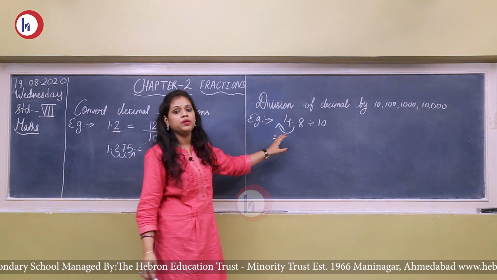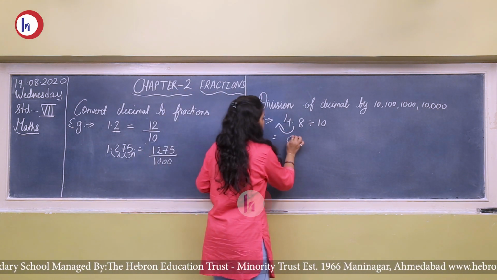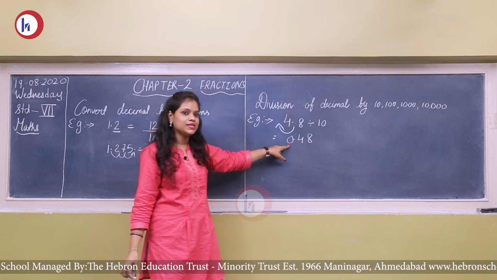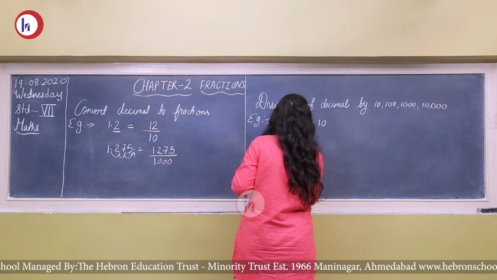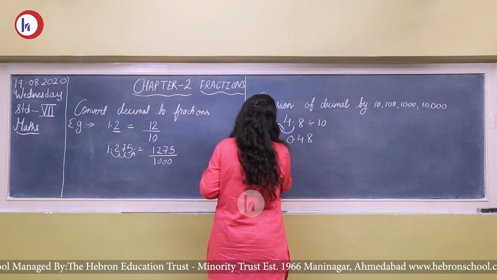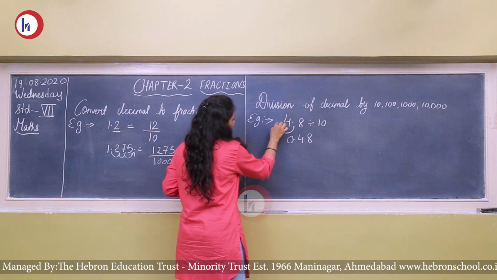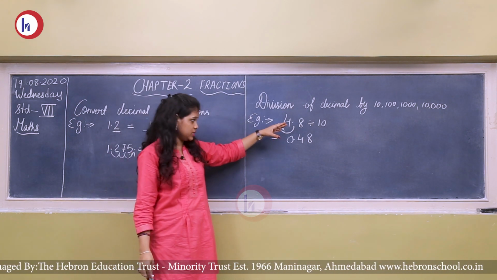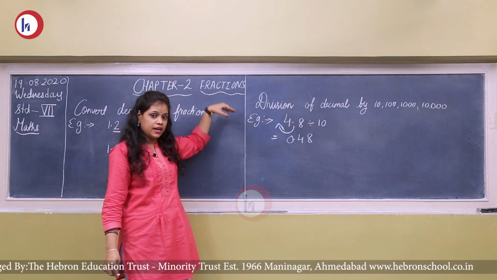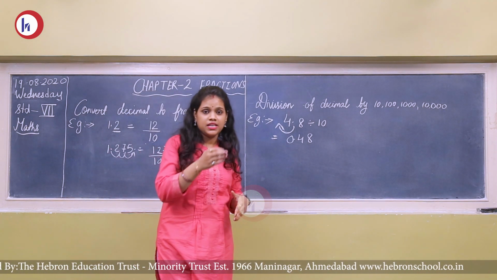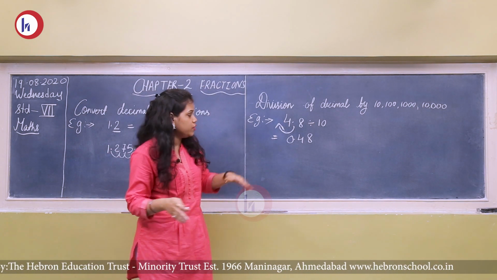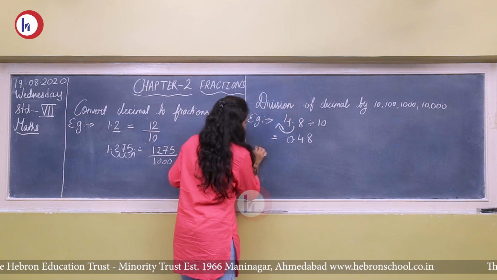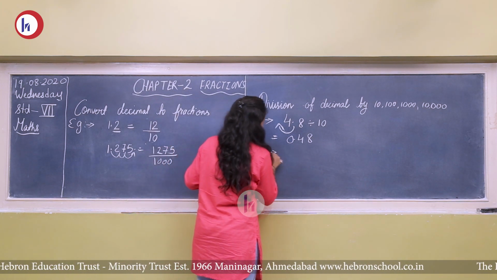So your answer will become here 0.48. When there is nothing here, that means it is 0. So from the place, the decimal will shift to the left. Wherever the decimal numbers are, you have to shift your decimal from the place to the left. For multiplication, you will shift the decimal towards the right, and for division, you will shift your decimals towards the left.